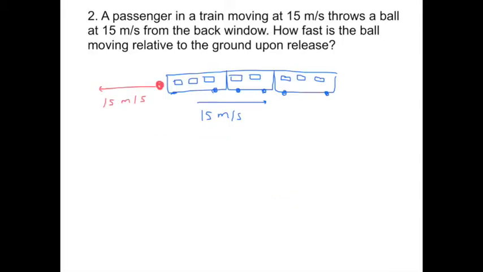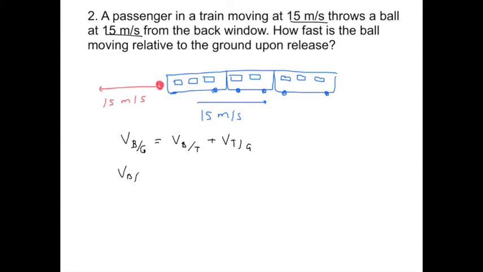On to another relative motion problem. Number 2. A passenger in a train moving at 15 meters per second throws a ball at 15 meters per second from the back window. How fast is the ball moving relative to the ground upon release? You already might have a guess as to the answer of this problem, but let's work it out the way we've learned before. We're looking for the velocity of the ball relative to the ground. We'll see that that's equal to the velocity of the ball relative to the train plus the velocity of the train relative to the ground.